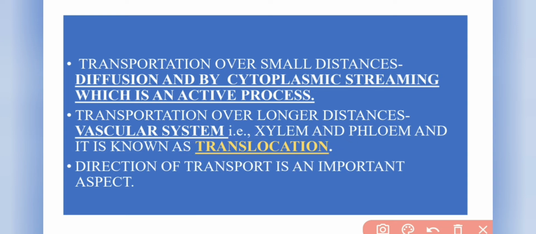So transportation over smaller distances takes place through diffusion and also by cytoplasmic streaming, which is an active process. Diffusion takes place mainly in smaller cells, whereas cytoplasmic streaming takes place in larger cells of the plants. Transportation over longer distances takes place through the vascular system, involving xylem and phloem, and it is known as translocation because substances such as food are transported from one part of the plant to another.